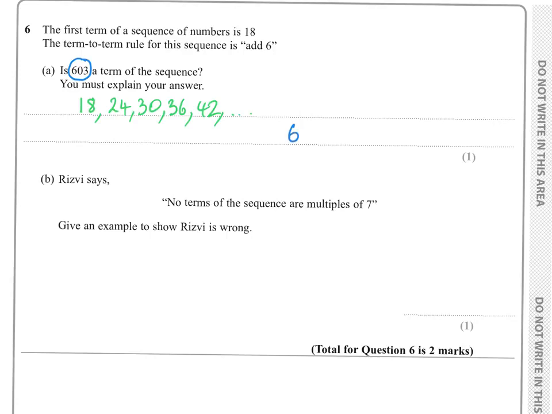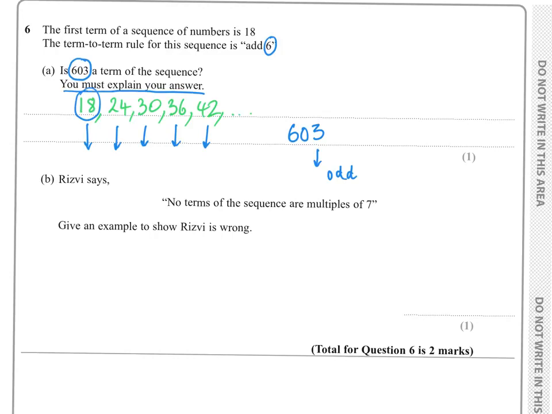Well, if you look at 603, you should note that it is odd, whereas all of these are even, and will continue to be even, because if you start with an even number and add an even number, you're going to end up on an even number. And that would be part of your explanation, which I'm not going to write for you. Just think about it in your own words, as long as you get those points across.